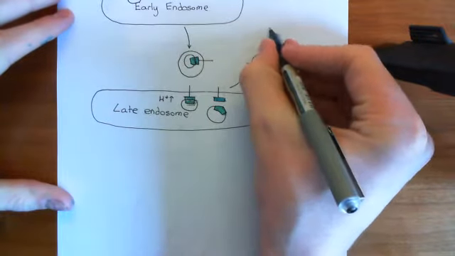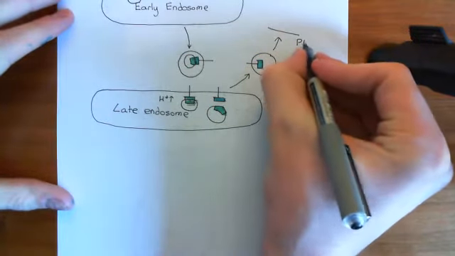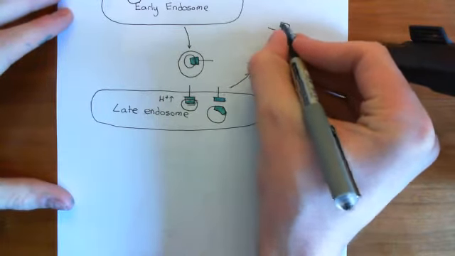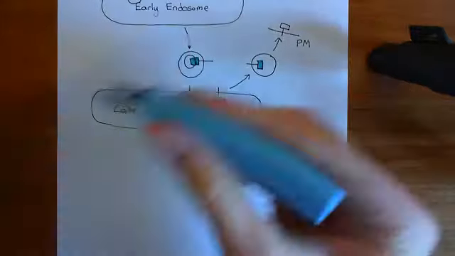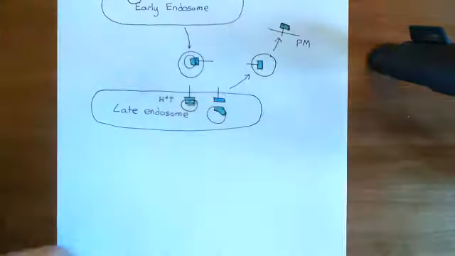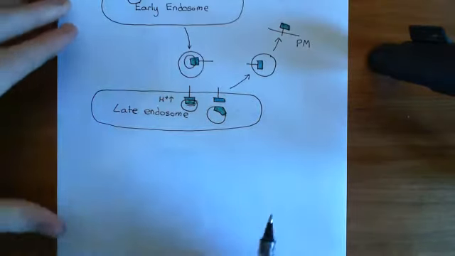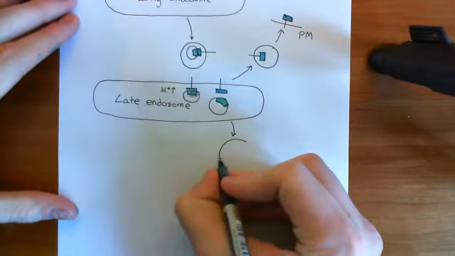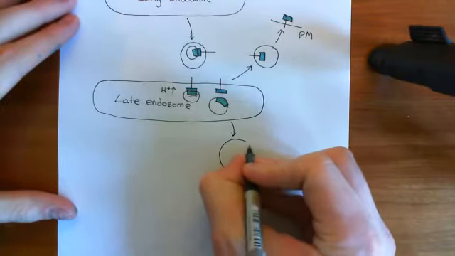So this will go back to the plasma membrane here, and you'll end up putting the LDL receptor back on the plasma membrane. So that's recycling of the LDL receptor back to the plasma membrane. Meanwhile, another vesicle will bud off the late endosome, which will contain the LDL particle.